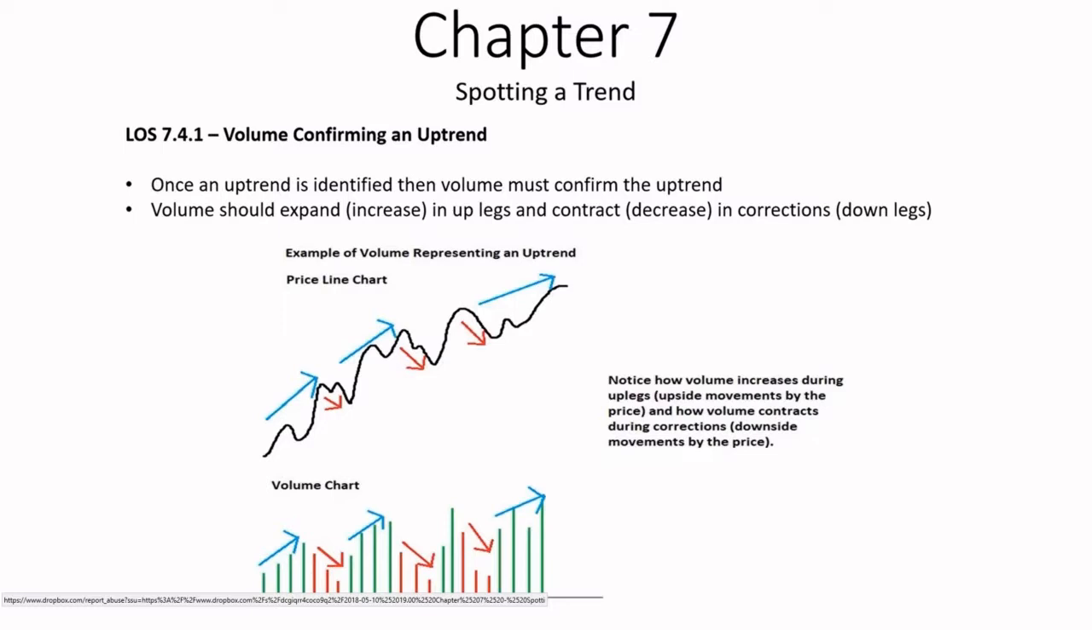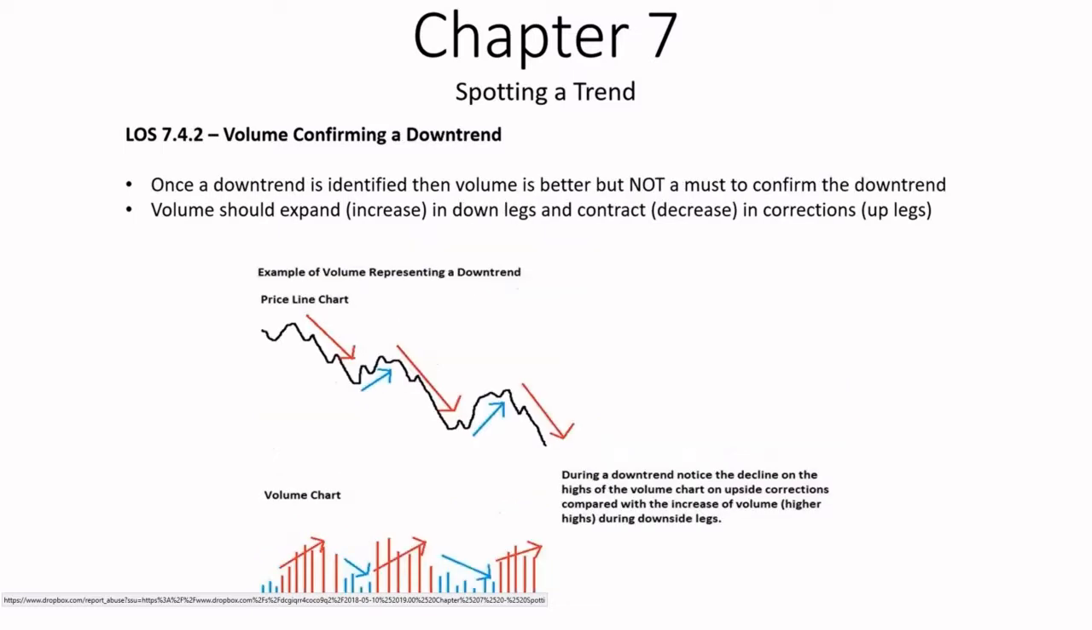How do we confirm now a downtrend using volume? Once a downtrend is identified, then volume is better, but not a must to confirm the downtrend. Volume should expand, increase, in down legs, and contract, decrease, in corrections, up legs.